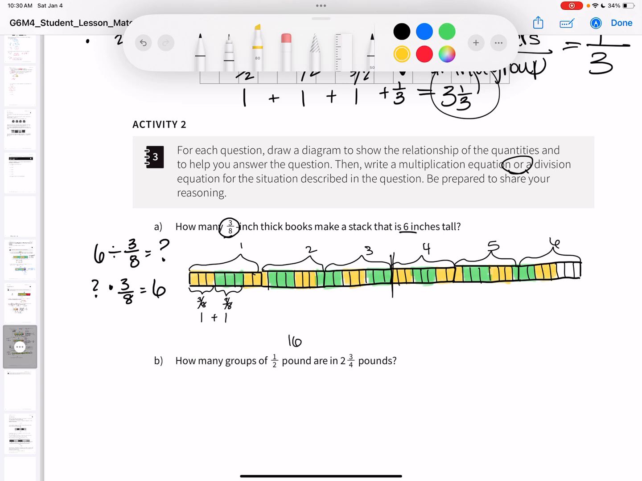1, 2, 3. And 1, 2, 3. All right, so that gets us 3 groups of 3/8. So 1, 2, oops.